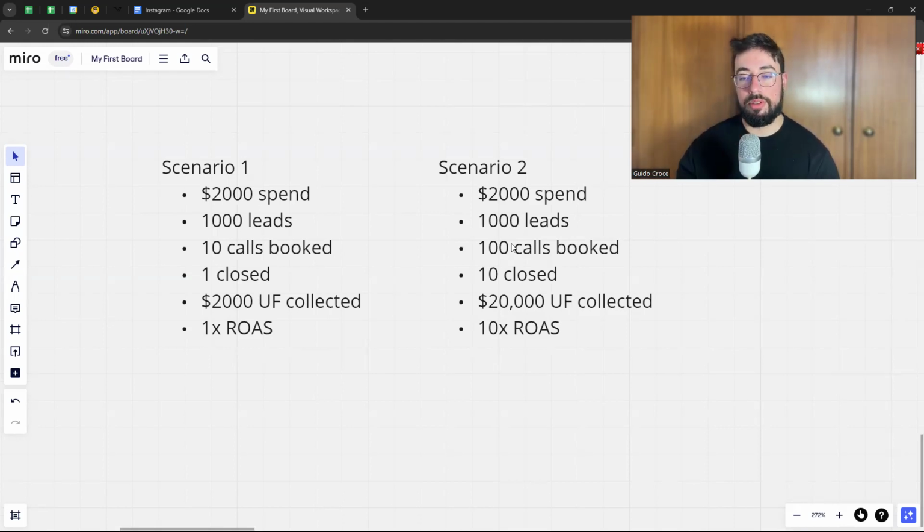So that's the first kind of ratio here. The second ratio is between calls booked and calls closed. Now, you want to make sure that you're not taking calls with people that don't have the money. But the only way you can make that decision is if you have a form when people actually book the call and then track your data, right?